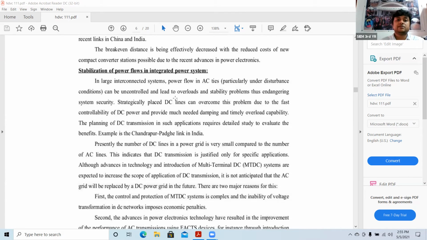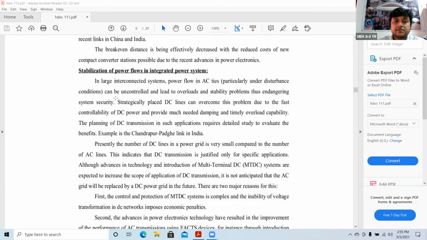Now, this thing I have not discussed. There is stabilization of power flow in integrated power system. Now, see, in a large interconnected system, because sometimes we have multi-bus system, in that case this stabilization of power is very, very important. Okay, there is stabilization of power flow in integrated power systems.